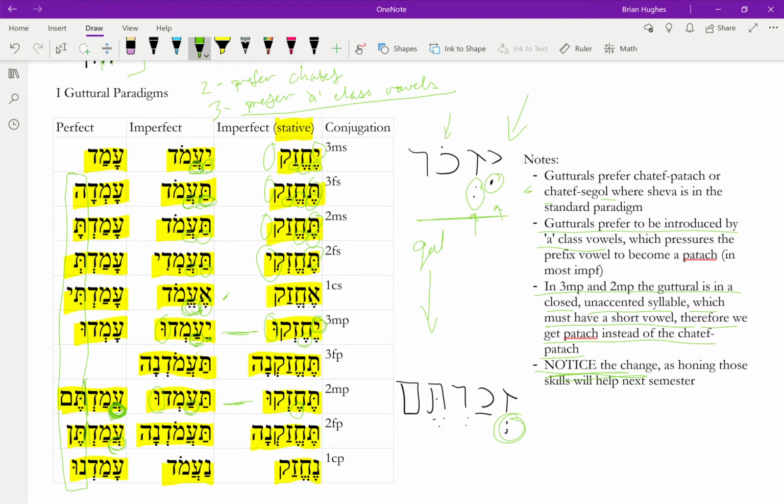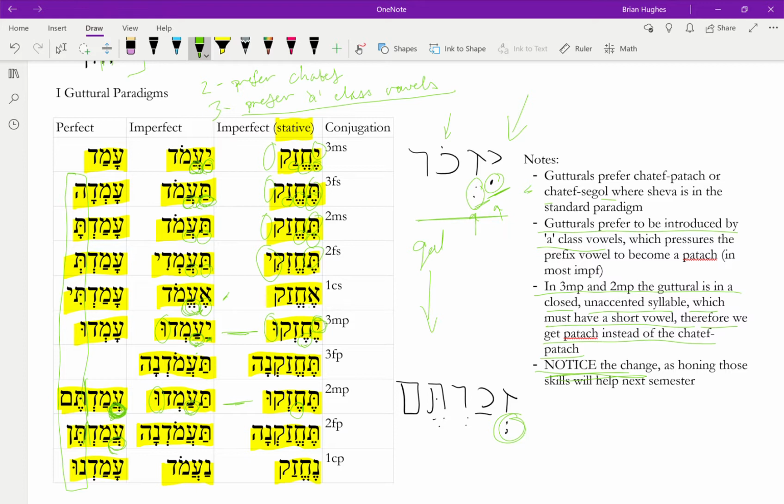Again, you're not having to construct these sentences, but if you hone the skill of articulating why a change has happened, then next semester, when patterns start to change the vowel pointing under things, you'll be much better equipped to still be able to parse and not get super confused when gutturals show up and all these different things. So put in a little work now and it will help you a lot next semester.